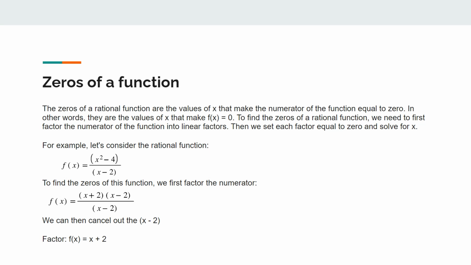To see how f of x can be 0, we have to look at the example. So first off, we would factorize the top, and it will be this. We can cancel out these two, and the end product will be f of x equals x plus 2, and that will be the value that makes it 0, so it's the zero of the function.